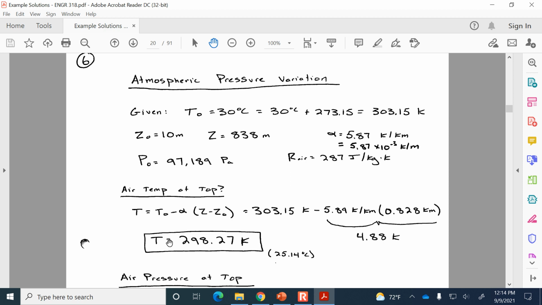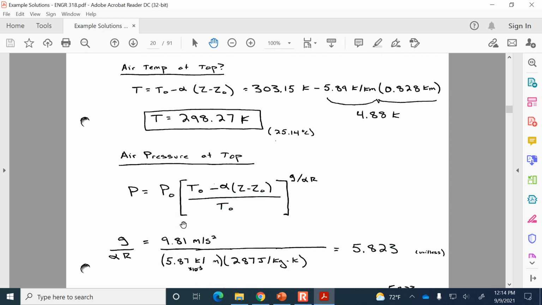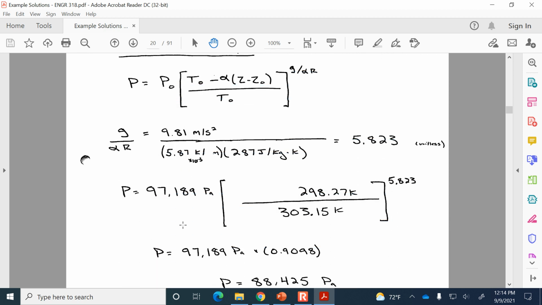Now, we can calculate the temperature up above. It was, remember, 30 degrees Celsius at the base, which was 303.15. The temperature is 4.88 degrees cooler up above, and it's cooling because of the atmospheric expansion. So the temperature aloft is 298.27 Kelvin. And now we substitute that into the formula for pressure.